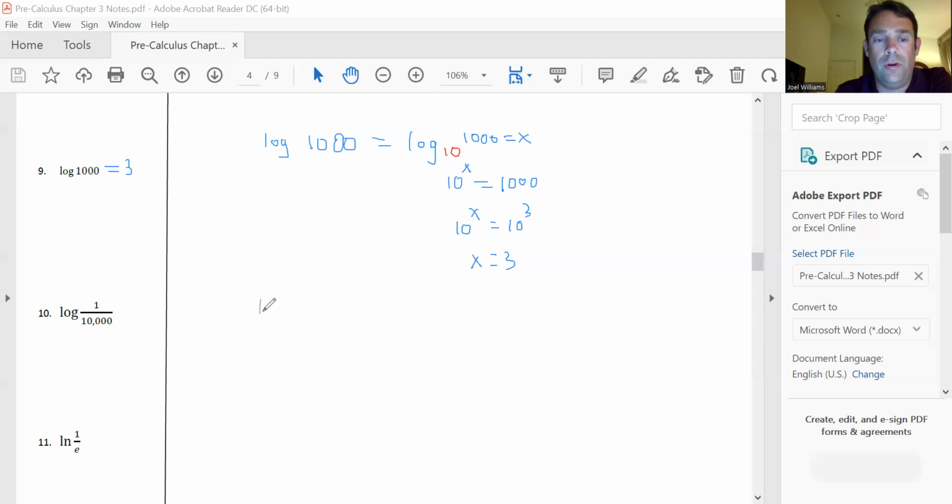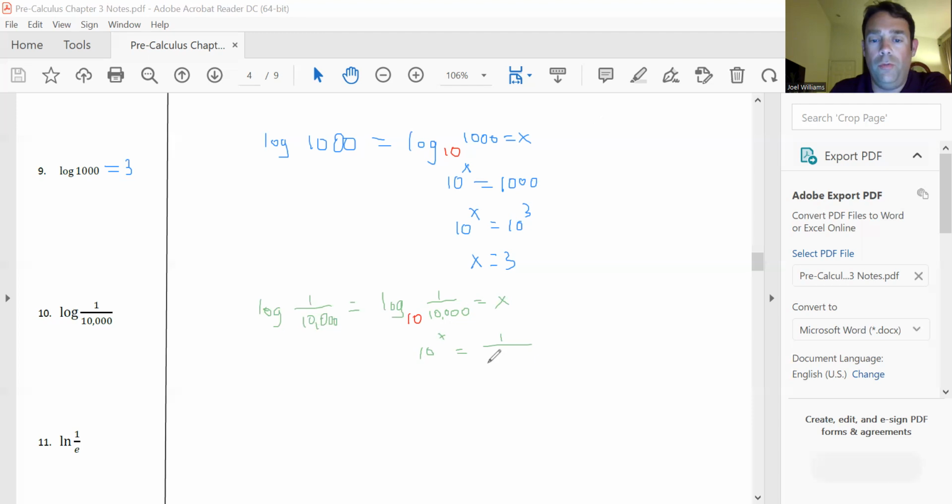Let's try this next one here. We got log of 1 over 10,000. Whoa. All righty. And if we're missing a base, that again means that this is the common log. So we're going to add in our common log base here and make that equal to x. Even though we can do this on our calculator, we're approaching these as if we can't do them on our calculator. So we should be able to simplify some of these logs without using a calculator.